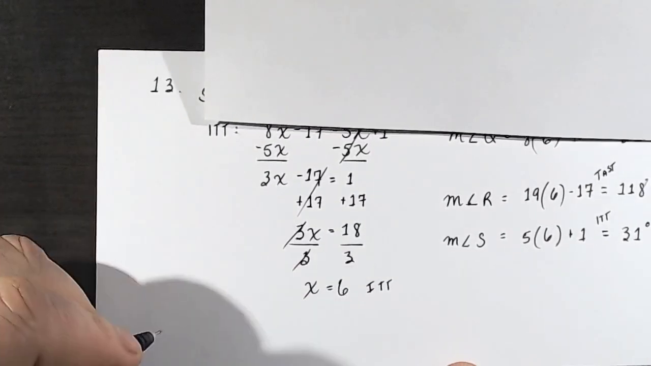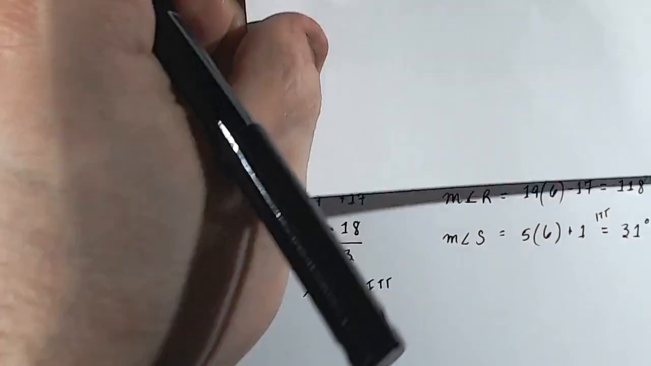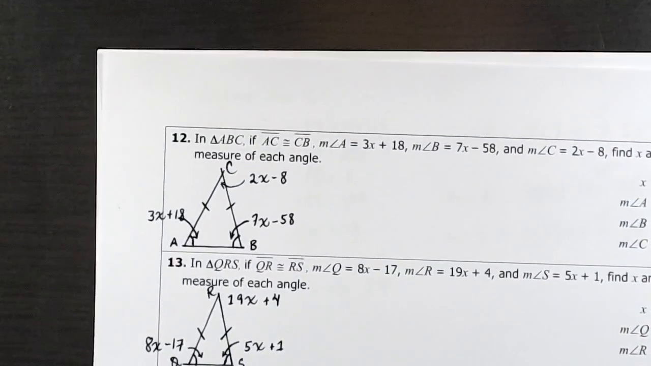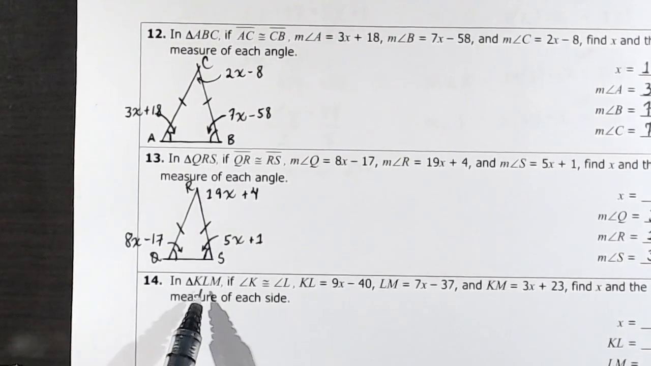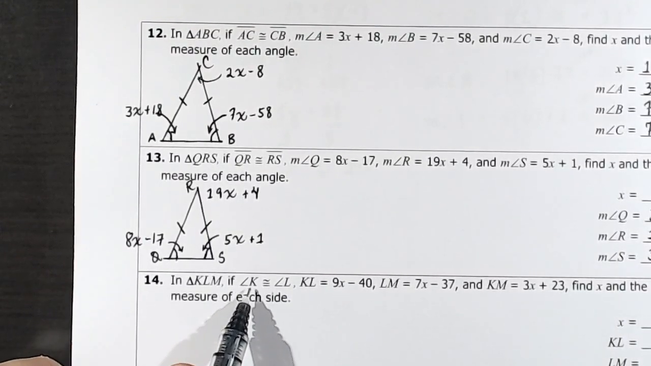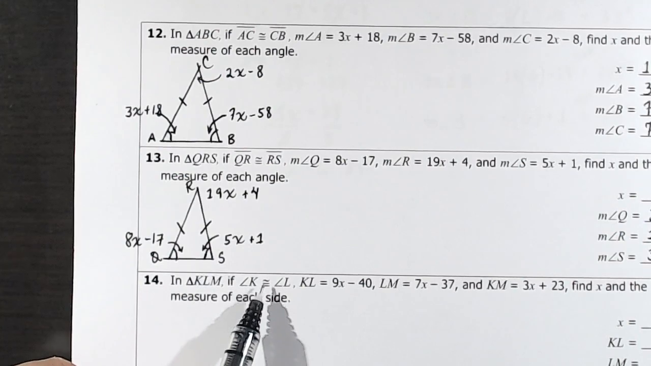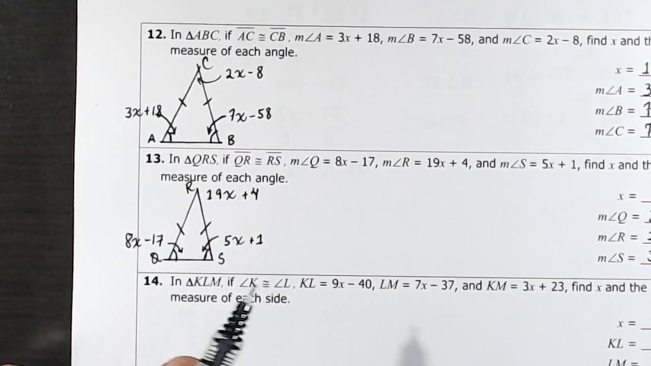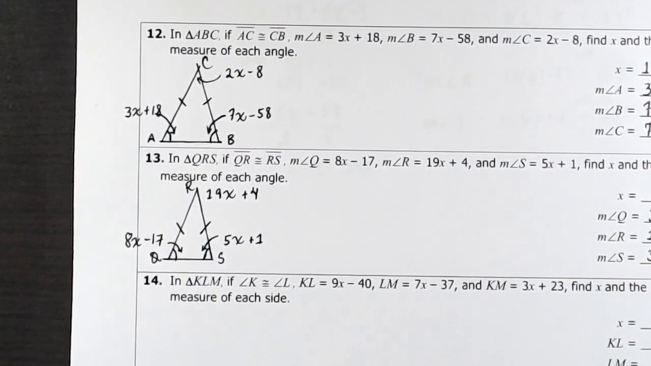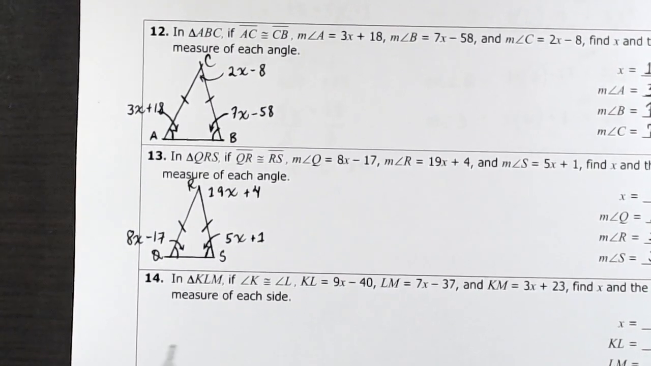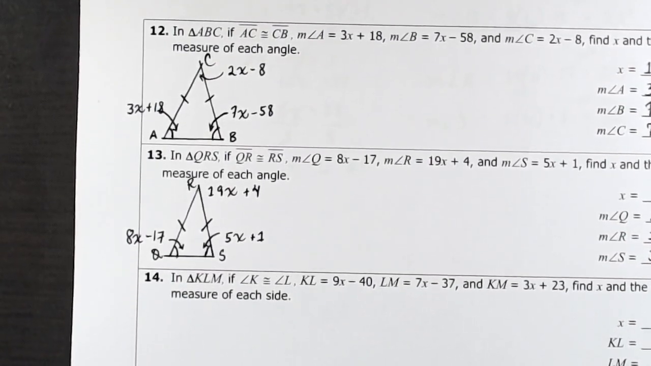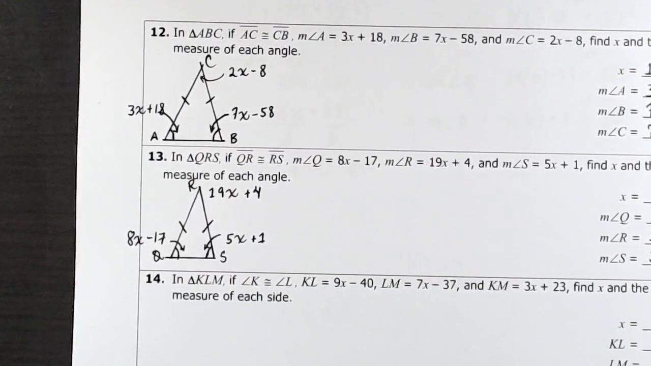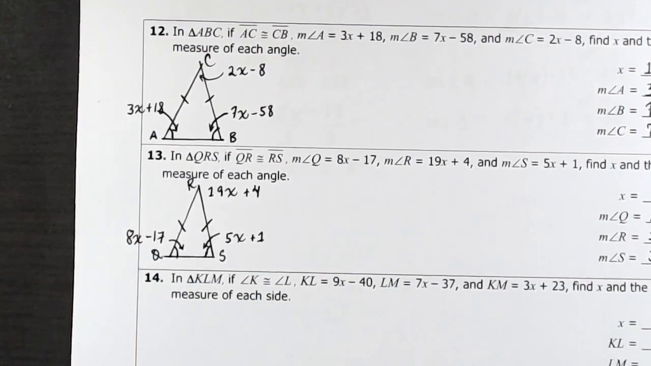Number 14. Let's do it on the paper first. In triangle KLM, if the measure of angle K is congruent to the measure of angle L, and KL equals 9x minus 40, and LM equals 7x minus 37, and KM equals 3x plus 23, find x, the measure of each side. So we want angles K and L to be equivalent to one another.